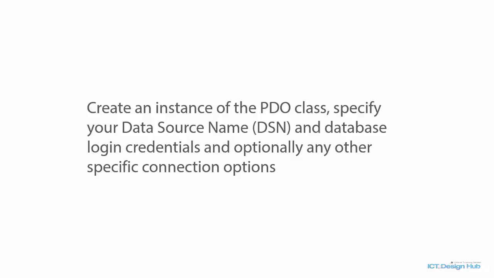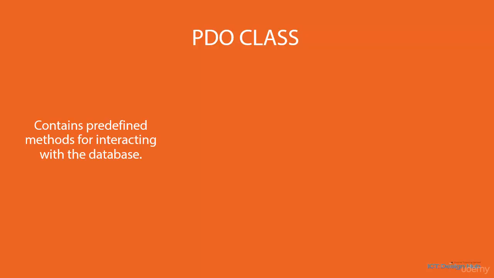In this lecture, we are going to establish a connection to MySQL database using PDO. In order to connect to MySQL database with PDO, we need to create an instance of the PDO class and specify the data source name, which is referred to as the DSN, the database login credentials, and optionally any other specific connection options. The PHP PDO class actually contains some predefined methods that allow us to easily interact with any of the databases that are supported.